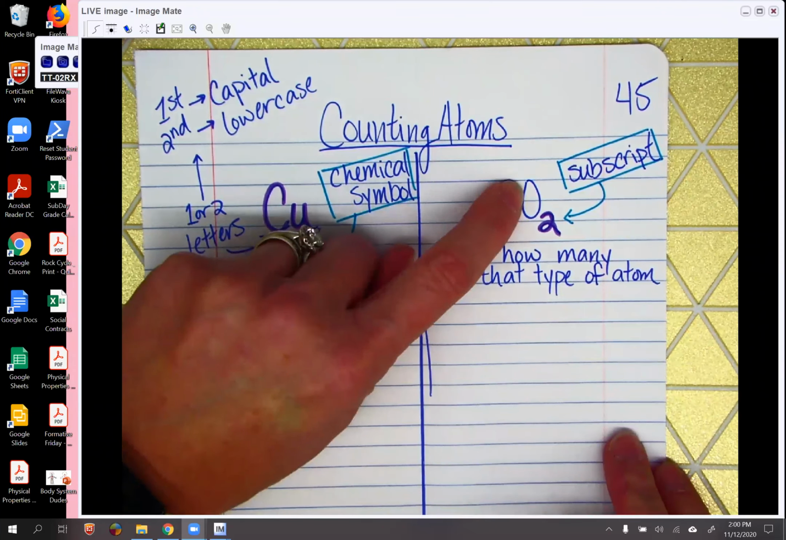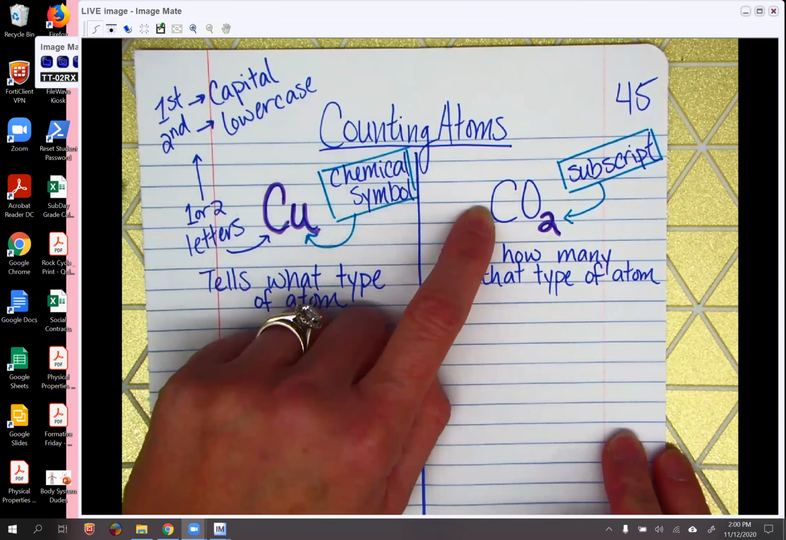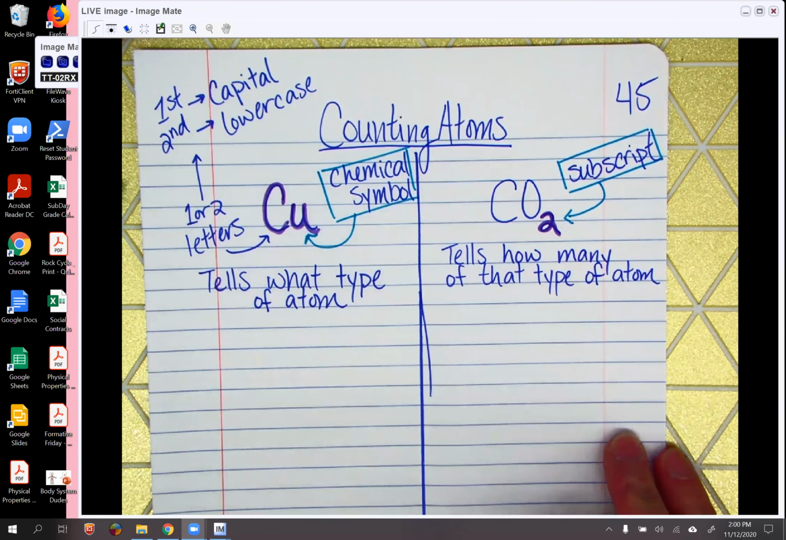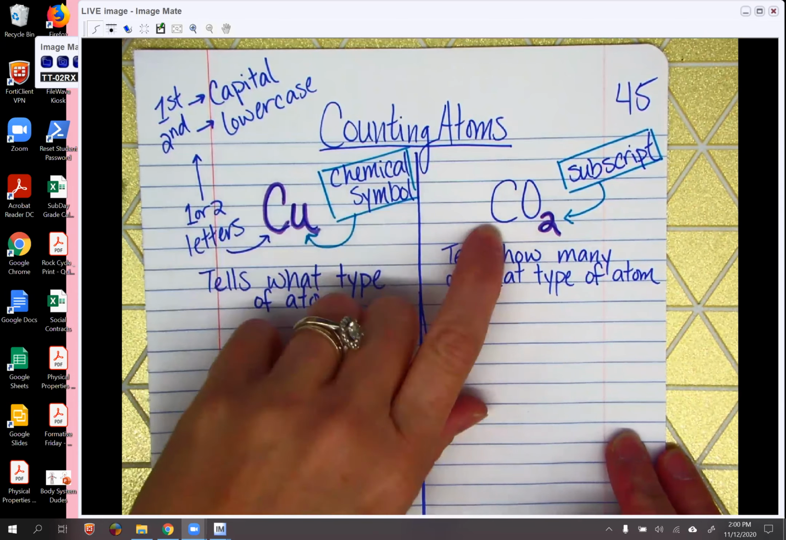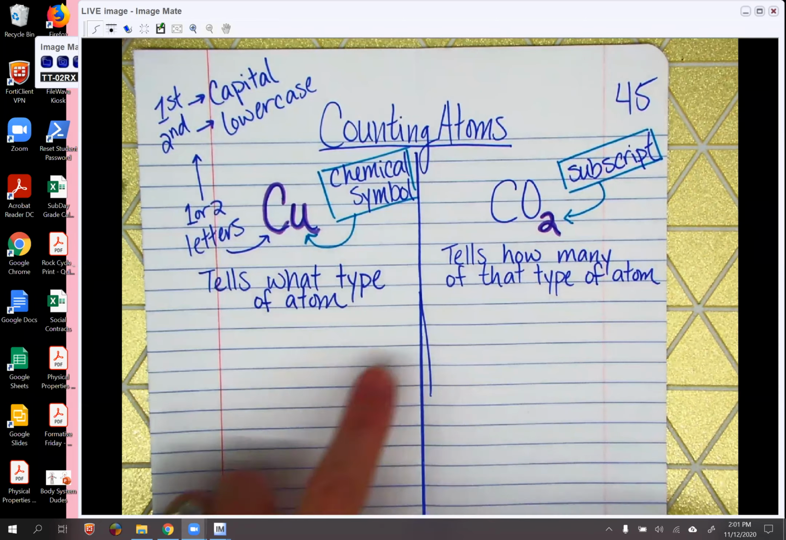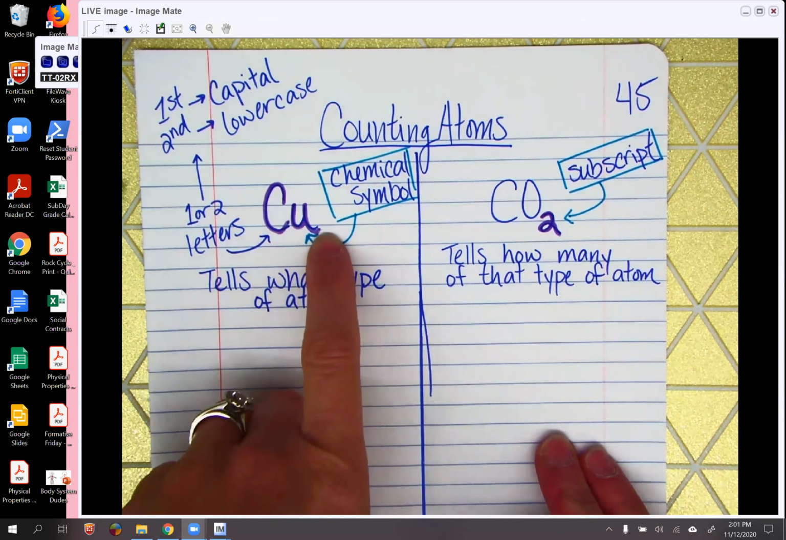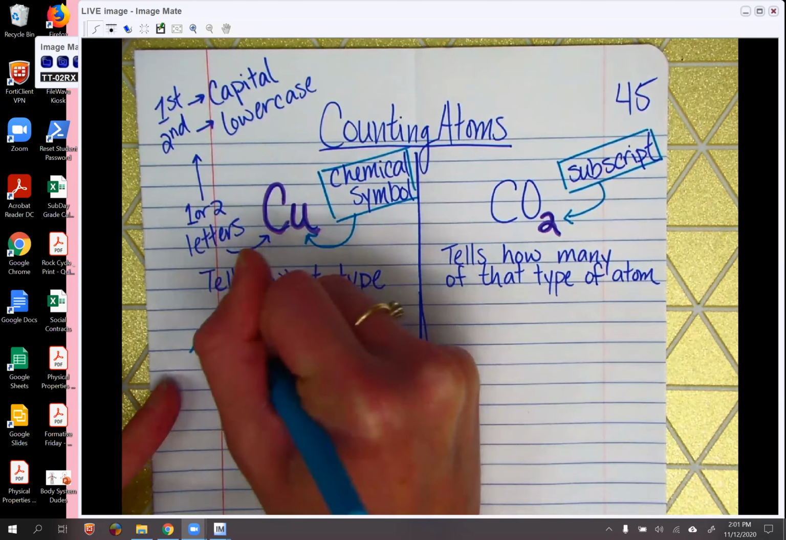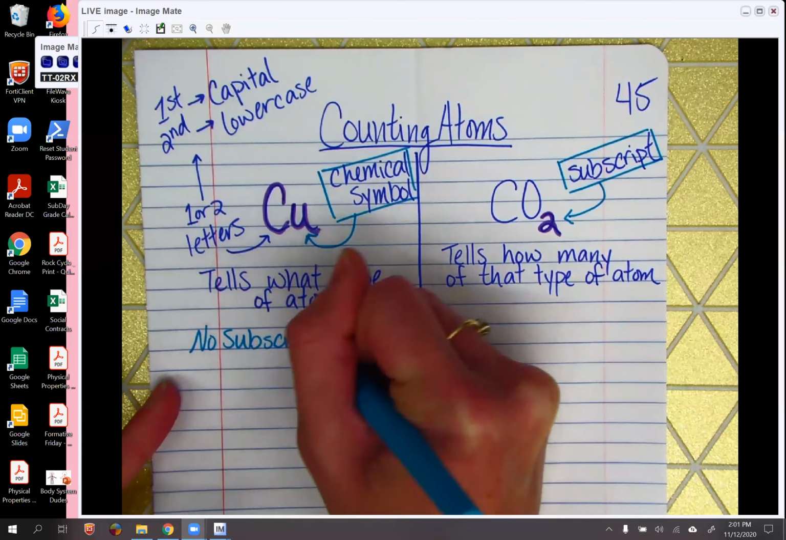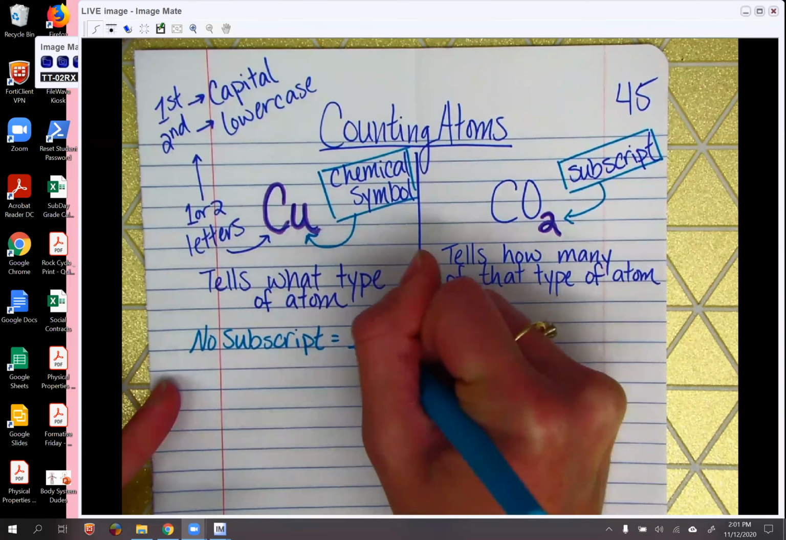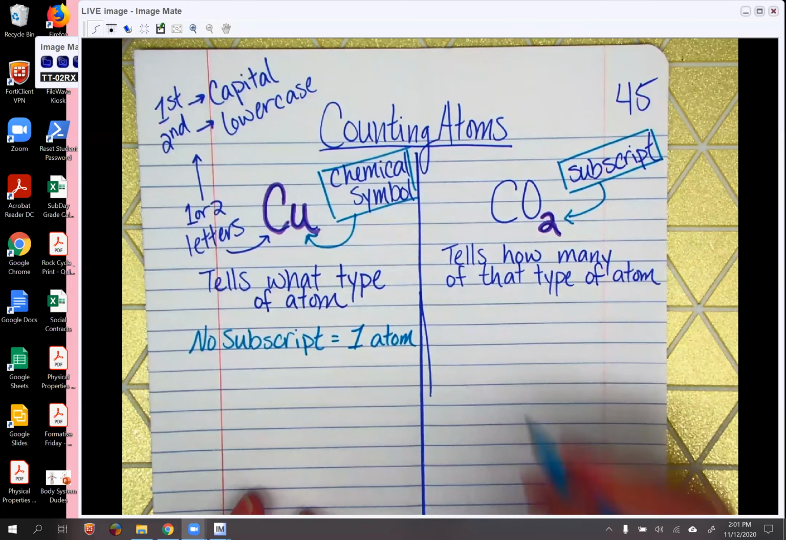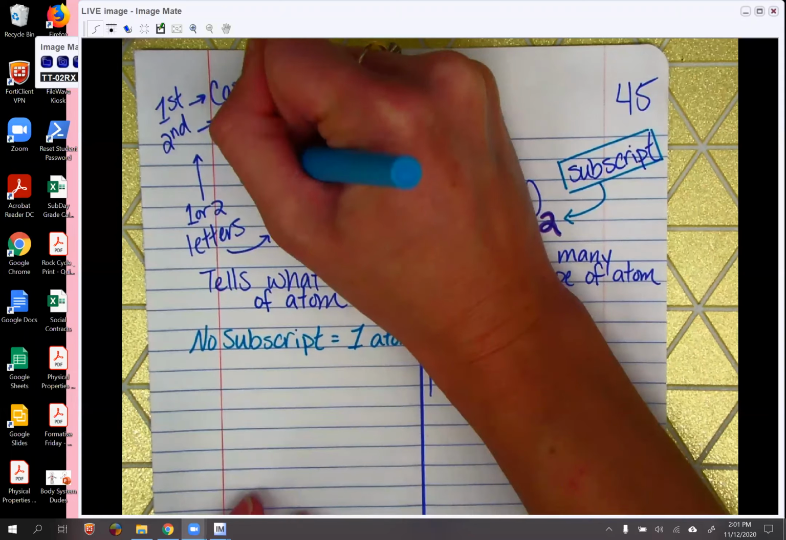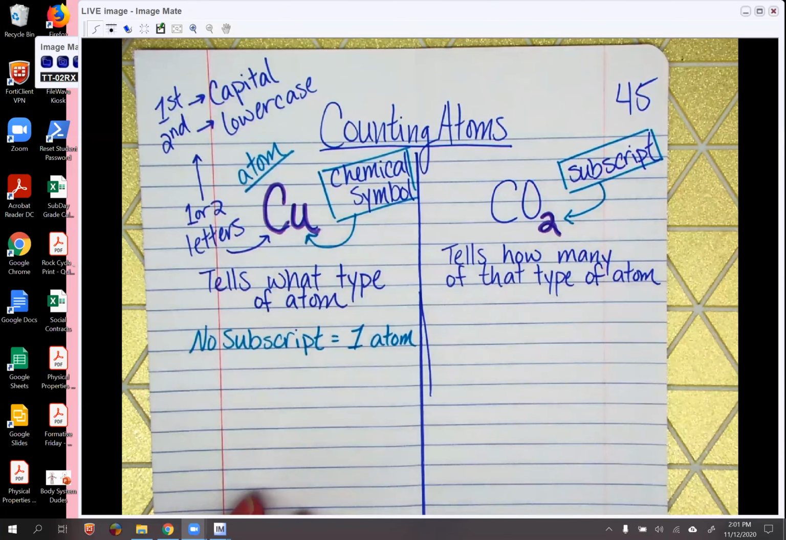You'll notice here, this C doesn't have a subscript. If we only have 1, we don't write a subscript. That would just be a lot of little ones. It would be too much work. It would be confusing. So if there is only 1, we don't use a subscript. So over here, this copper, it didn't have a subscript. So no subscript equals just 1 atom. It does not have any subscript. It's just 1 atom of copper.